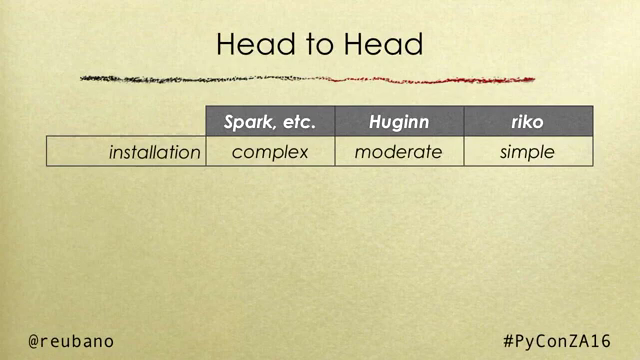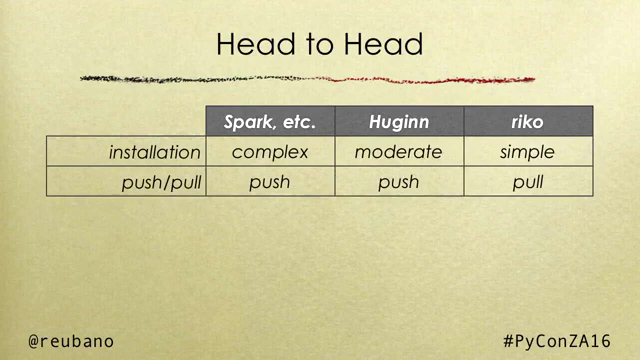Qgen is a Ruby library, and it's similar to If This Then That, but it does some stream processing. It's a little easier to install, but it actually requires a database. Compared to Riko, which is pure Python and the easiest of all of them. The main difference is that Riko is pull-based.